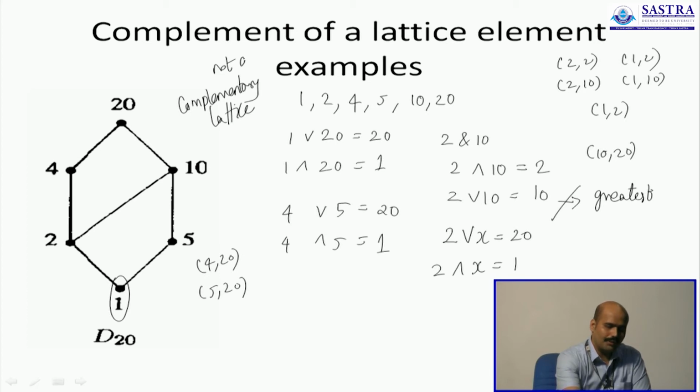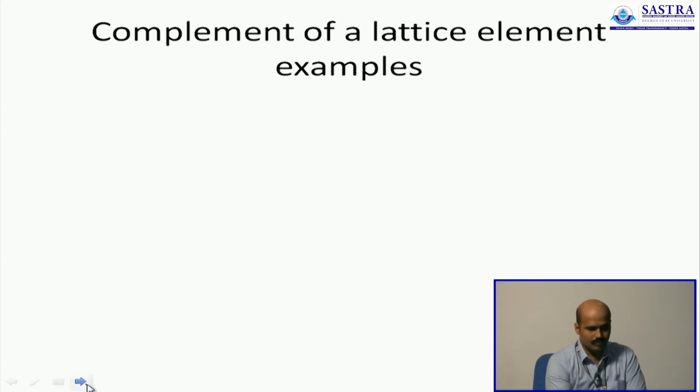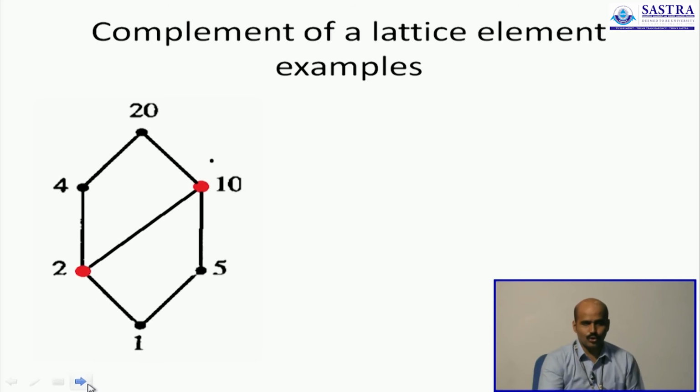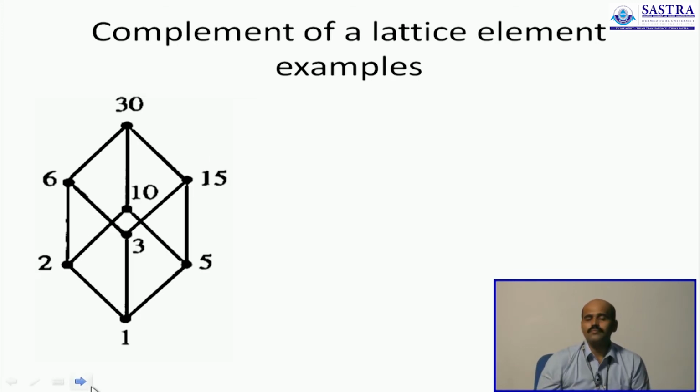Not a complemented lattice. Because 2 and 10, that's the problem with 2 and 10. 2 and 10 are not complements of each other. The complements of 10 and 2 cannot be individually found, and therefore this is only a lattice and not anything more.